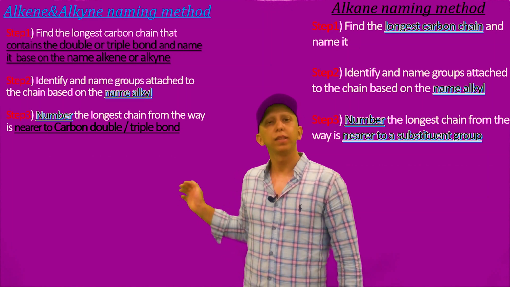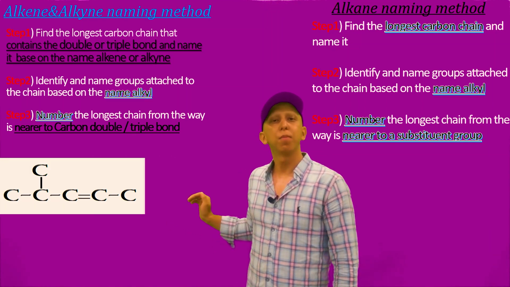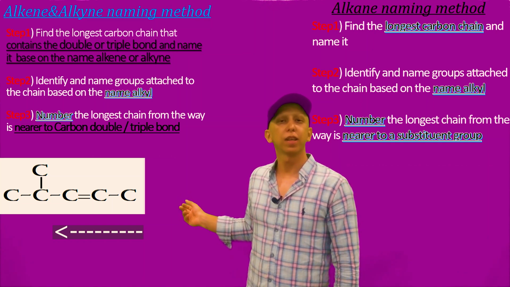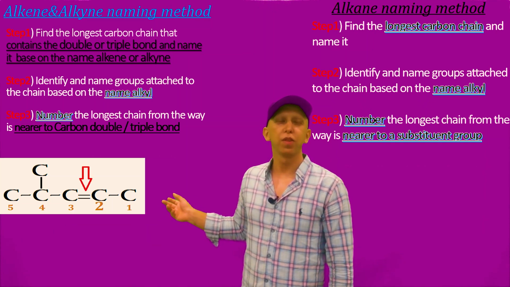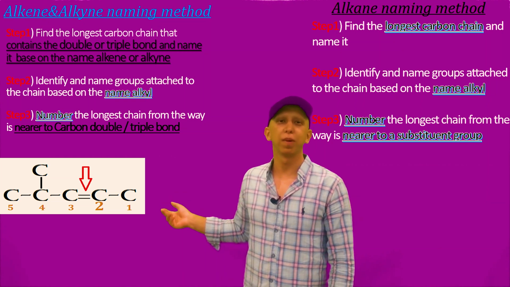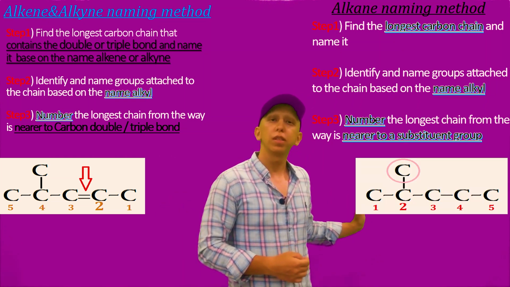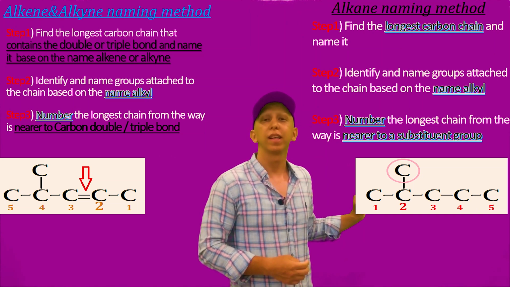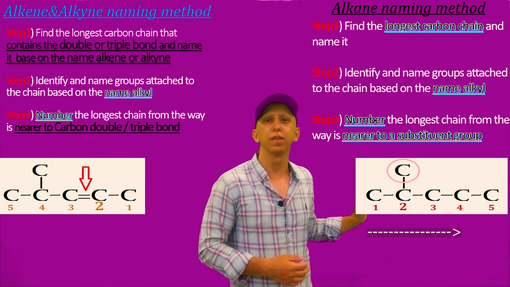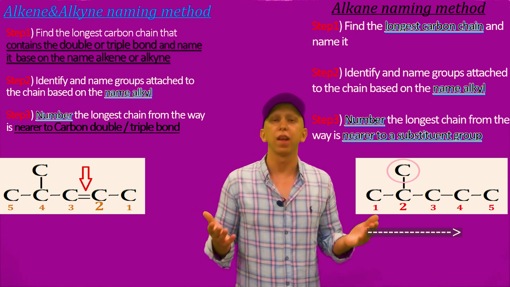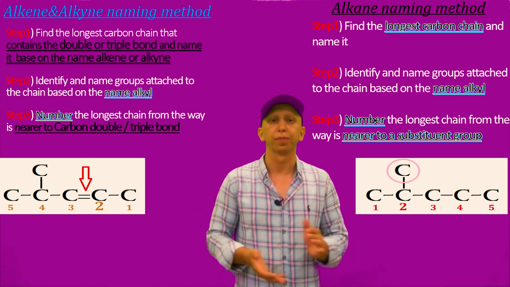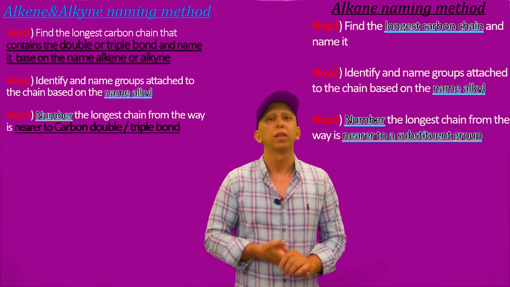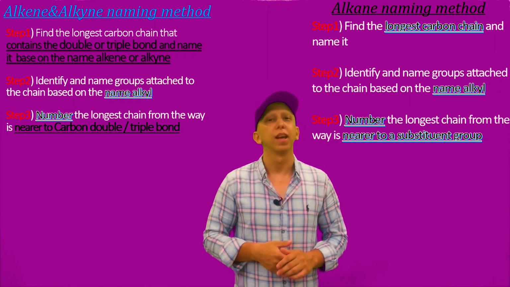For example, in this structure, we start numbering from this way because it is nearer to the double bond. But if we don't have any double bond, it changes to this structure and we start numbering from the way that is nearer to the substituent group because we don't have any double bond or triple bond. So to understand these differences better, we show the steps in examples.